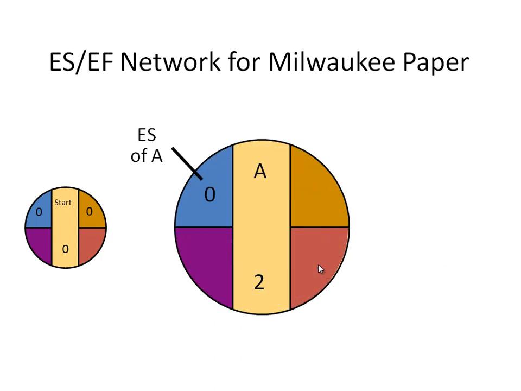The second one, activity A. Activity A will start at the finish of the start node, which is at time 0. So we'll use 0 as the earliest start. The duration is 2. 0 plus 2, then the earliest finish is 2. And we are dealing with weeks here. The units are weeks, 2 weeks.